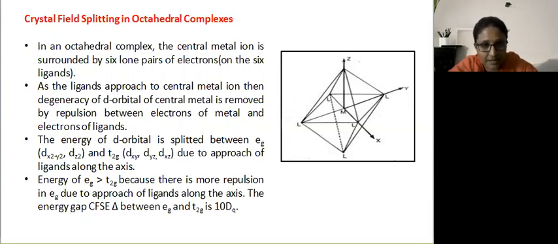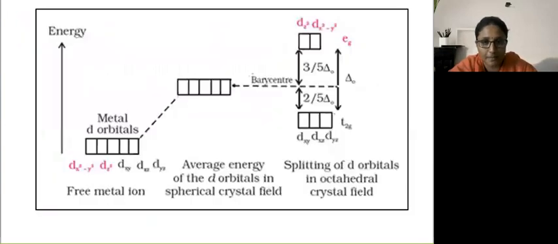So the d orbitals split into Eg, which are dx square minus y square and dz square, and T2g sets, which are dxy, dyz, dxz, due to the approach of ligands along the axis. The energy of Eg is greater than T2g because there is more repulsion in Eg due to the approach of ligands along the axis.